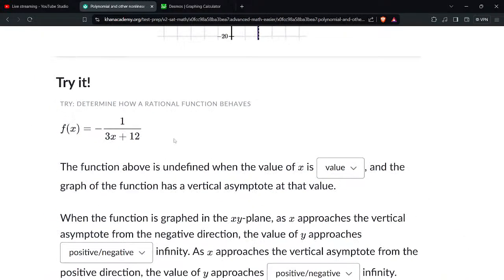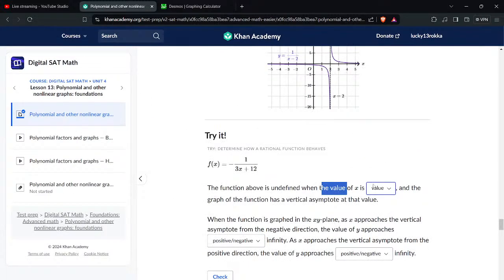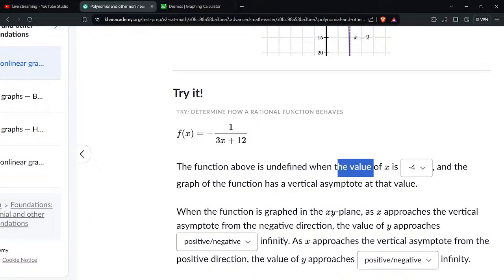Here, the value of x is 6. Okay, what's that? 3 fours are 12, right? Minus 4 is a good answer. So the function is as x approaches the vertical asymptote. X approaches 3 times the bracket, plus 12.